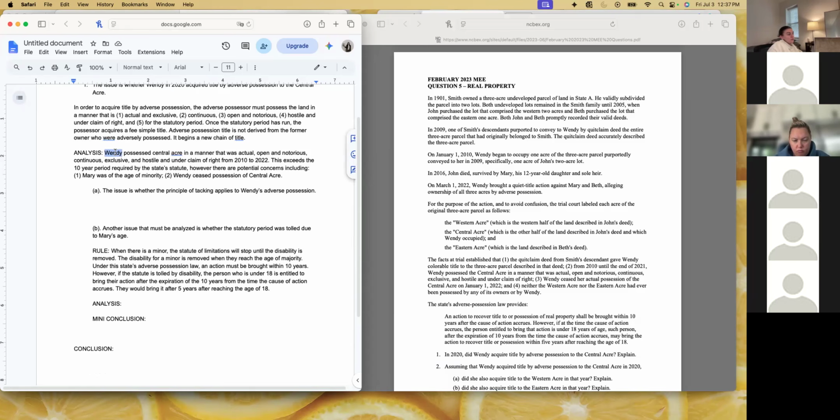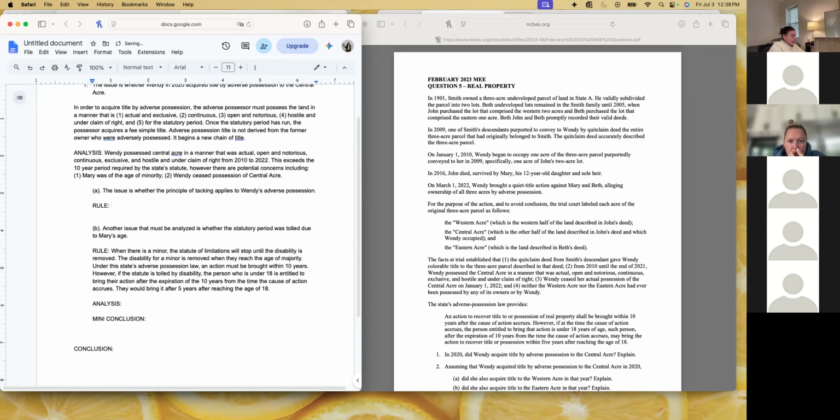So part of the reason why this particular issue is really tricky is that generally when you think about tacking, you're thinking about the person that is adversely possessing the property. For example, if Wendy had a child or a parent who was adversely possessing Central Acre, and then Central Acre got passed to Wendy and she began to continuously hold possession of it, that is generally the context in which tacking would occur. Does that make sense to everybody? So, Brooke, the reason it's confusing is because it's the inverse of how it normally is done, but you can tack on either side.